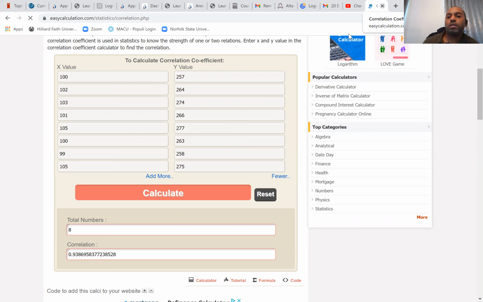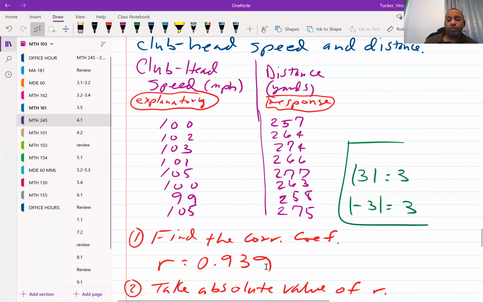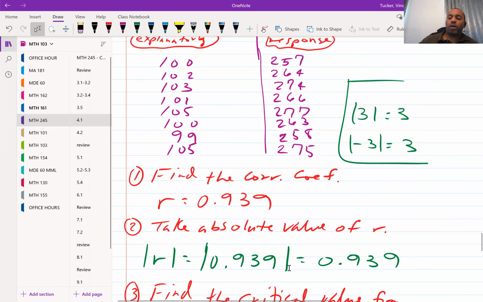All right, close that out. So that's how we got this number here, and I did 3 digits because that's what MATLAB asked for, 0.939. So now our next step is to take the absolute value of R.